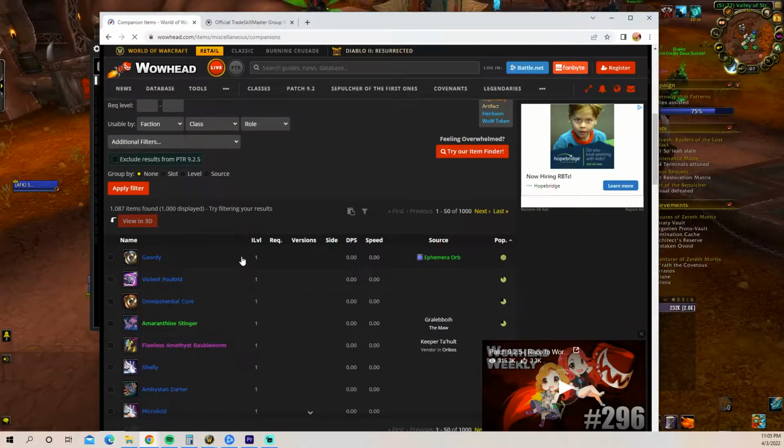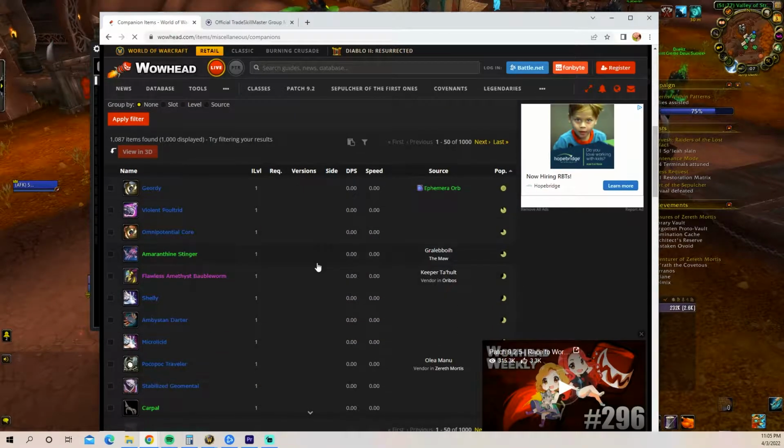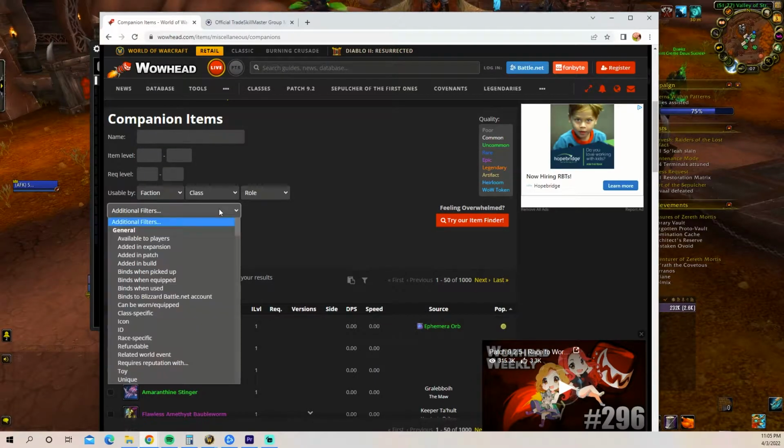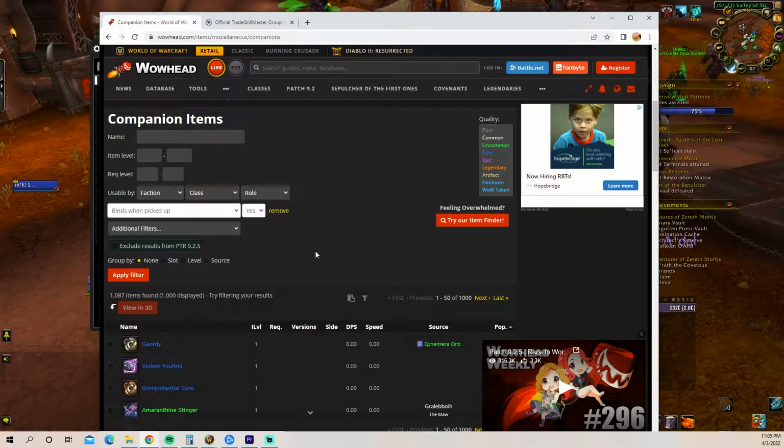Now you can see, well, there's a lot of companions. This is all of the pets in the game. Well, I don't want all that. So what I want to do is go to filters. The first thing I want to do is go to binds when picked up. A lot of pets are bind on pickup. I want to make this no, because I don't want bind on pickup. I'm not getting pets for myself. I'm trying to get pets to sell them to other people for a bunch of gold.